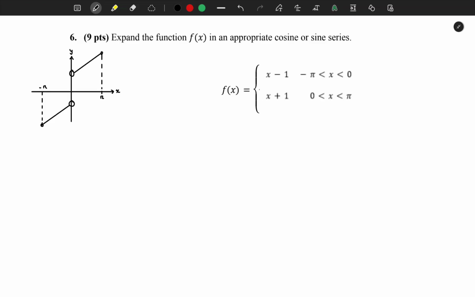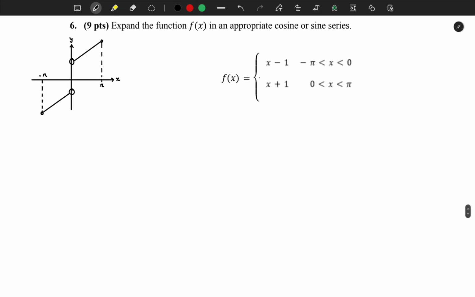So all we have to do really is determine whether we want to use an odd expansion or an even expansion, in other words, a sine or cosine expansion, and to do that we want to determine whether the function is odd or even. So let's go ahead and determine that.